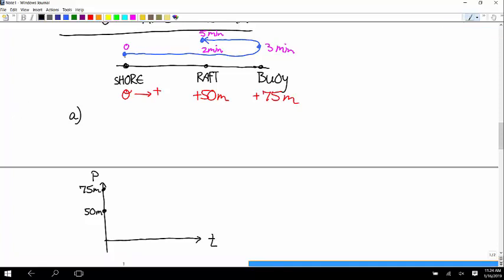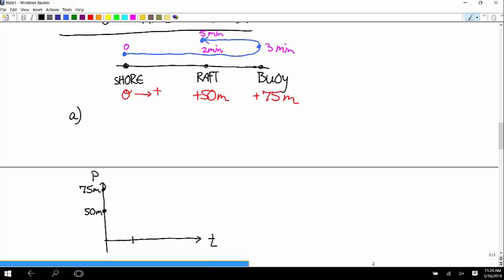And the times that we care about are the ones that are labeled here. So 0, and then 2, and then 3, and then 5. And now we're just plotting points. This first instant on the graph is time 0, position 0. So that's represented here.